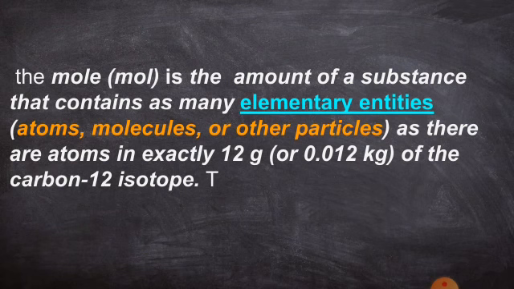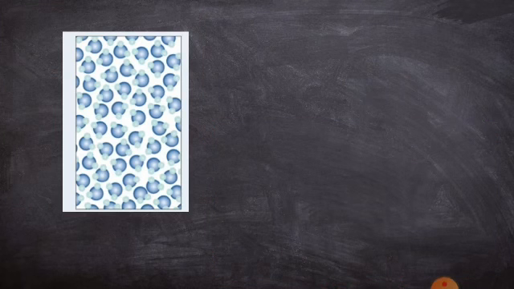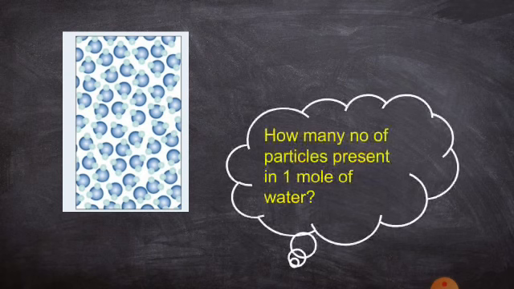So mole is used to measure the quantity of an atom. Next, we have water in the glass. If you want to find out the molecular formula of water, you will get the answer H2O. Now you have to find out how many water molecules are present in the glass full of water. We don't know, right? There is a way to find out the number of particles present in 1 mole of a water molecule.